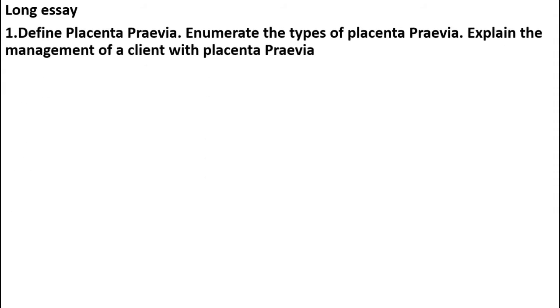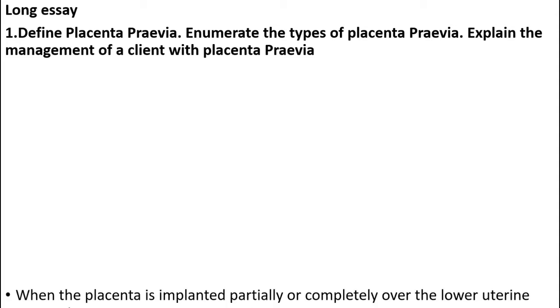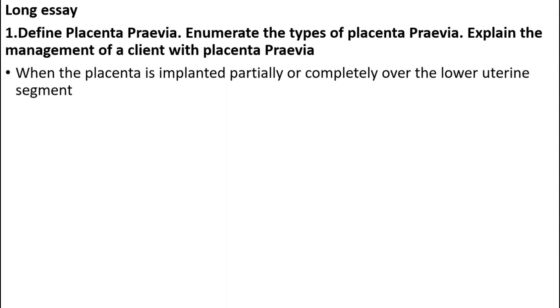So the first question was, define placenta previa, enumerate the types of placenta previa, and explain the management of a client with placenta previa. So when the placenta is implanted partially or completely over the lower uterine segment, we call it a placenta previa.